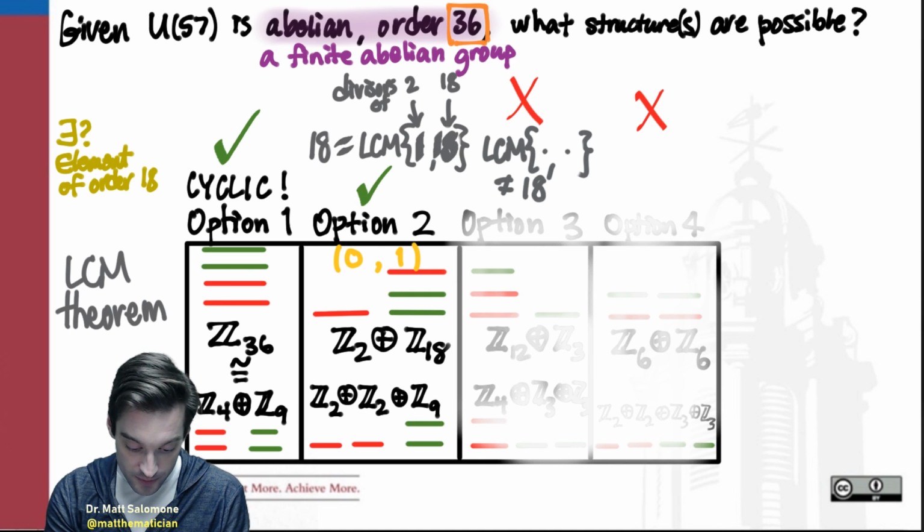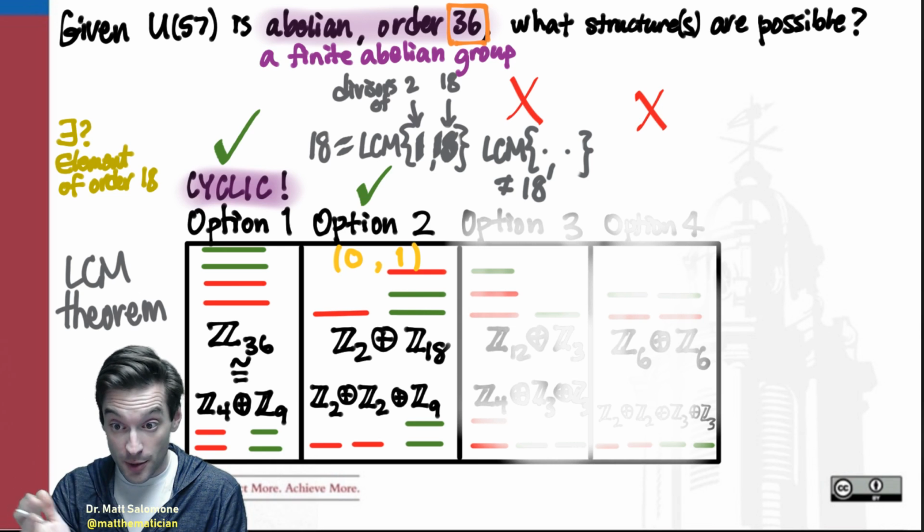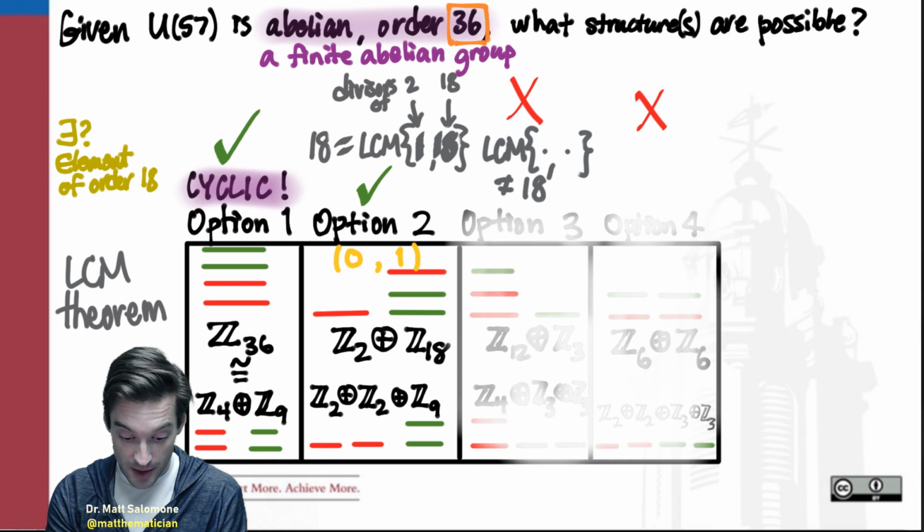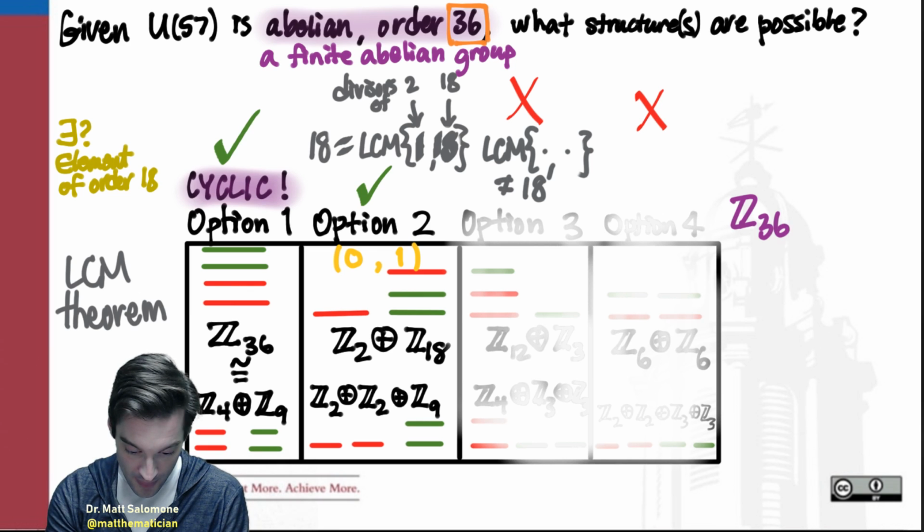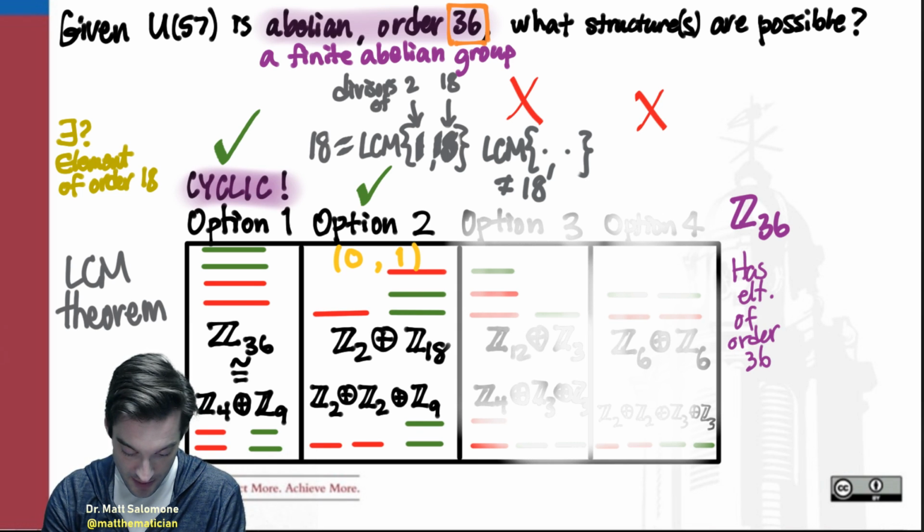The most obvious one is the fact that the former option, option 1, is a cyclic group, and option 2 is not a cyclic group. So one important distinction is that Z36 has an element of order 36, and Z2 direct product Z18 does not. So I want to ask the question, are there any other element orders that distinguish between these two groups?